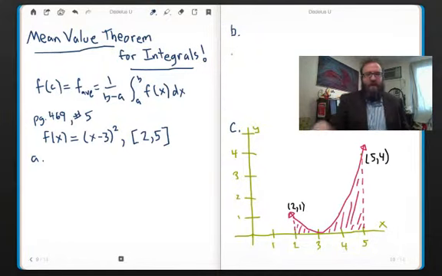Today we are going to take a look at the mean value theorem for integrals. We are going to do question number 5 from page 469 in old James Stewart's single variable calculus textbook. So open up and we'll take a look. I've already got the question and the formula up on the big board.